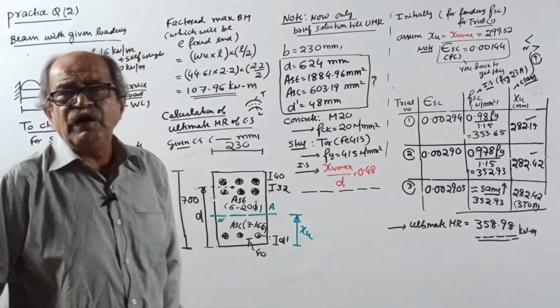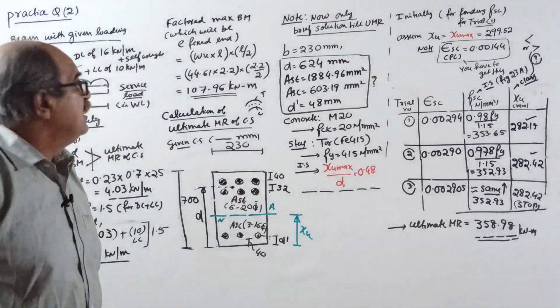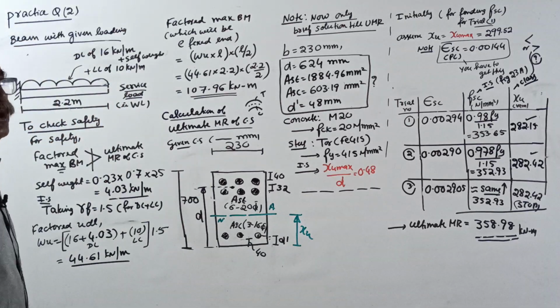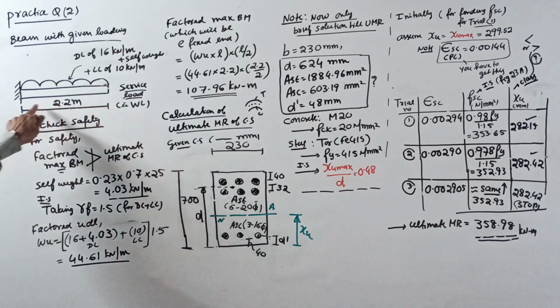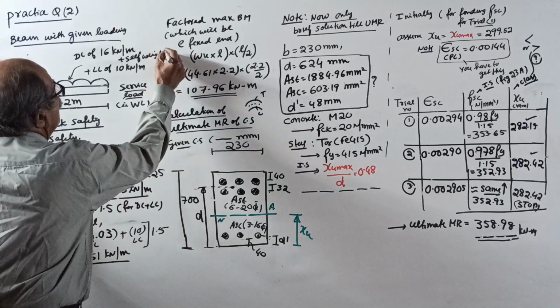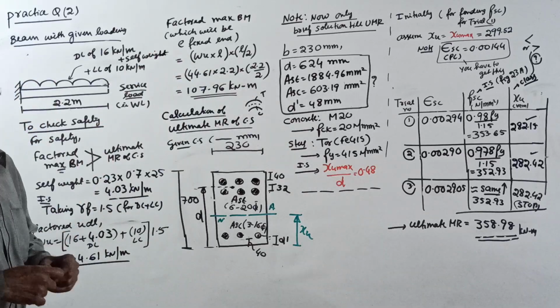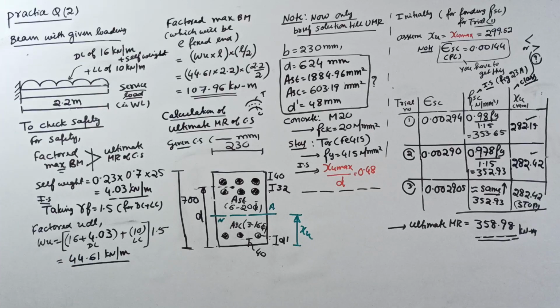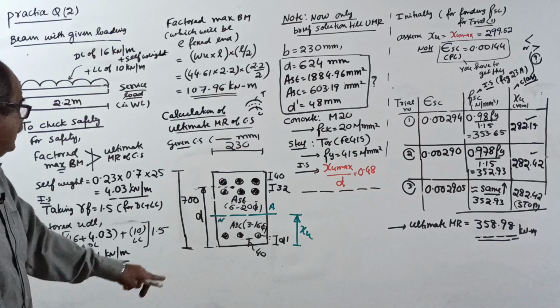Okay, start. I read the question first. I dictate the question, copy it, because here you should understand the question correctly. A cantilever beam is of span 2.2 meter. It is loaded by a dead load of 16 kilonewton per meter, excluding self weight, and a live load of 10 kilonewton per meter. Now, cross section of beam is 230 millimeter by 700 millimeter.